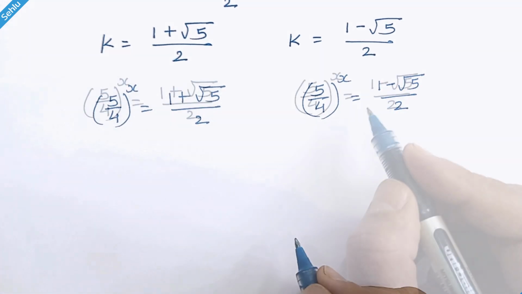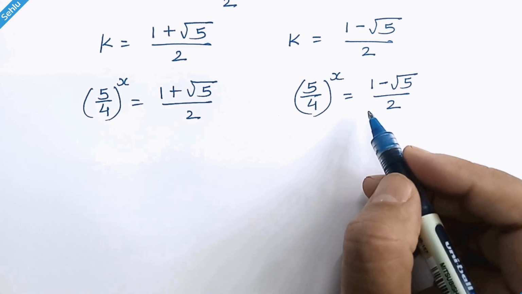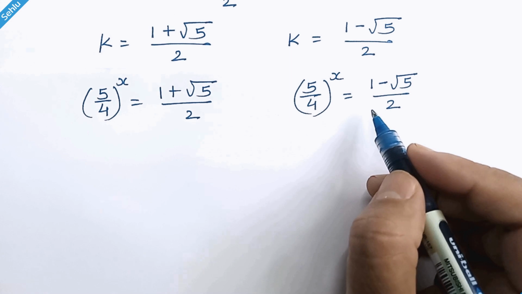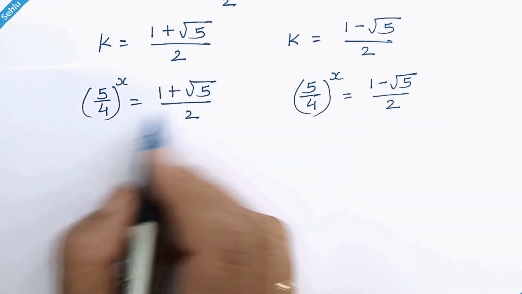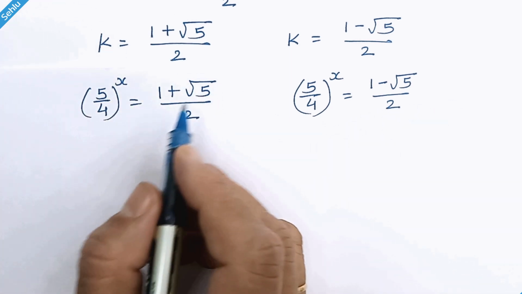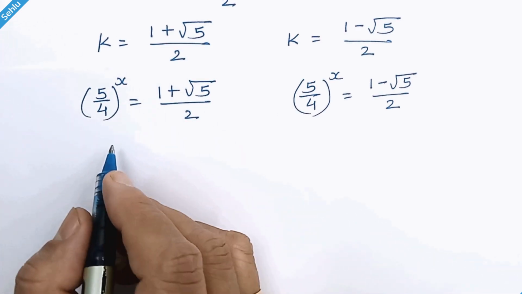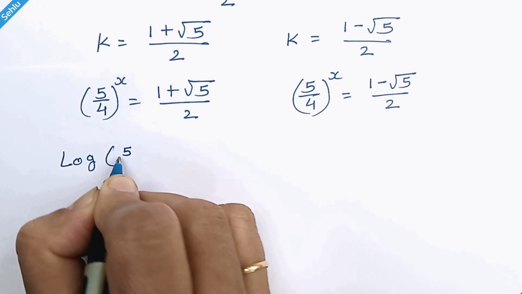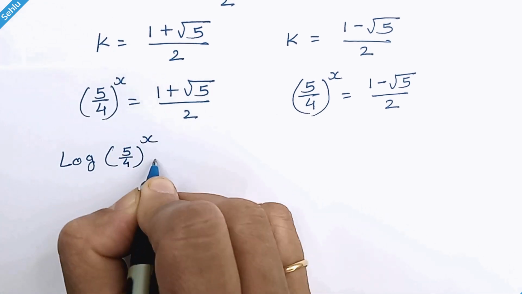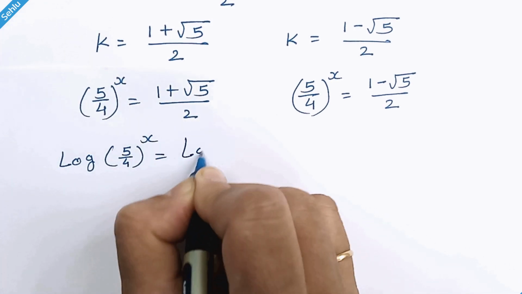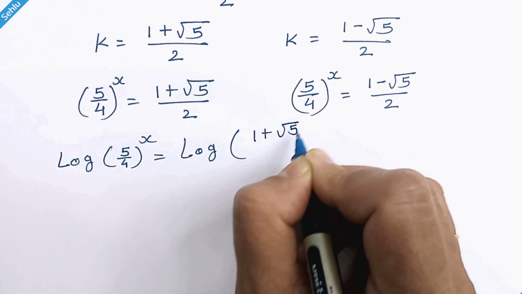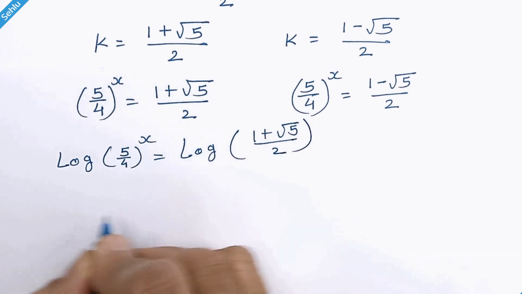Now we will not use this value because the result will be negative and it will lead us to imaginary result. So we will follow this path, and from here we will take log. So we have log of 5 over 4 whole raised to x is equal to log of 1 plus square root of 5 over 2.